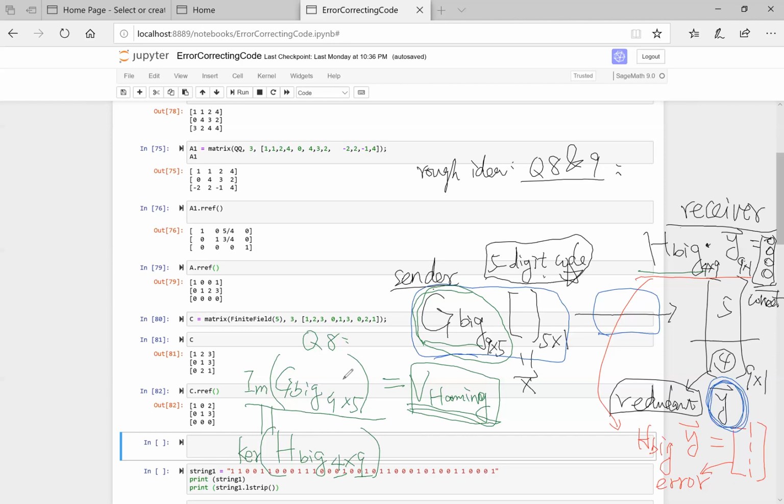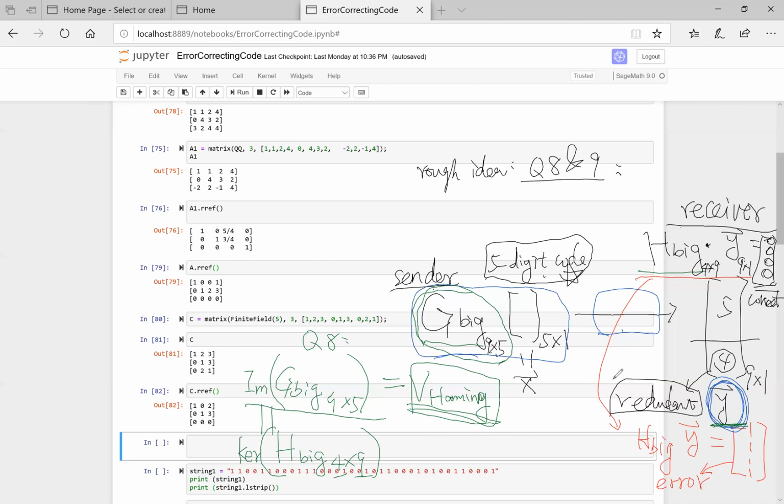Then the point is, once you receive a Y, right? If Y lives in the image of G, that means we are getting a correct message. Okay, there's still a problem here. We have an assumption that at most we have one error, or one digit of noise, in the channel. That's an assumption we have to make.